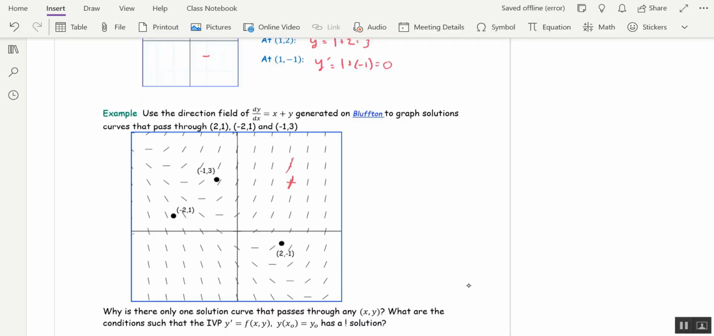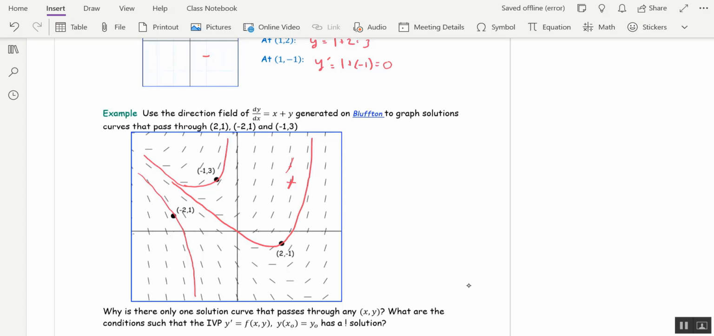All right. So a solution going through (-1, 3) is going to have to go something like this. And then as it approaches this line here, it won't be able to cross that line because it has to stay tangent. So it's going to just come up like that. A solution through (-2, 1) is going to look something like that. Just follow the flow. Think of it as current in a river. You just have to go with the flow. And then this solution is going to look something like that.